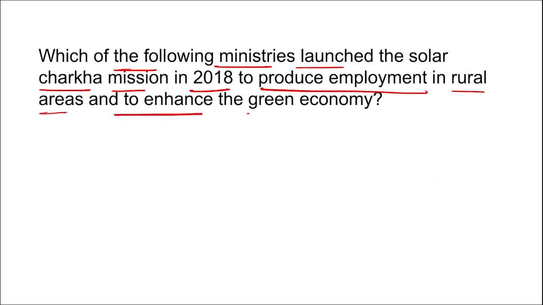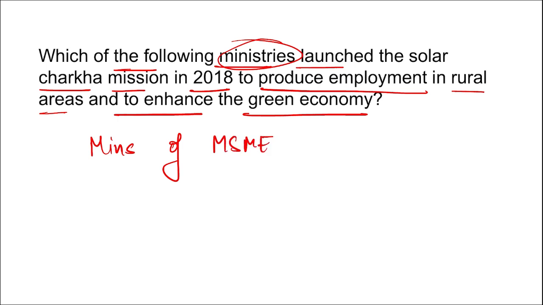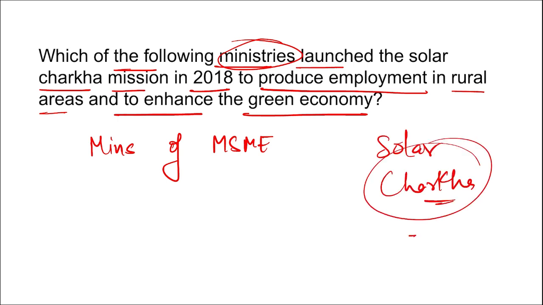Alright, moving on. Which of the following ministries launched the Solar Charkha mission in 2018 to produce employment in rural areas and to enhance the green economy? Name the ministry is being asked here. So, which is the ministry? It is the Ministry of MSME. I repeat, MSME ministry launched the Solar Charkha mission, and it was launched in 2018 to produce employment in rural areas and to enhance green economy.